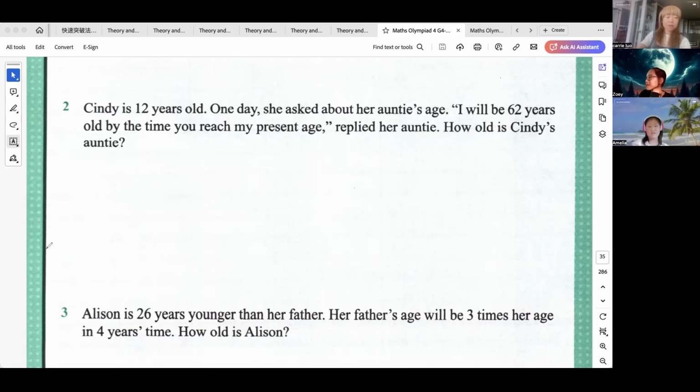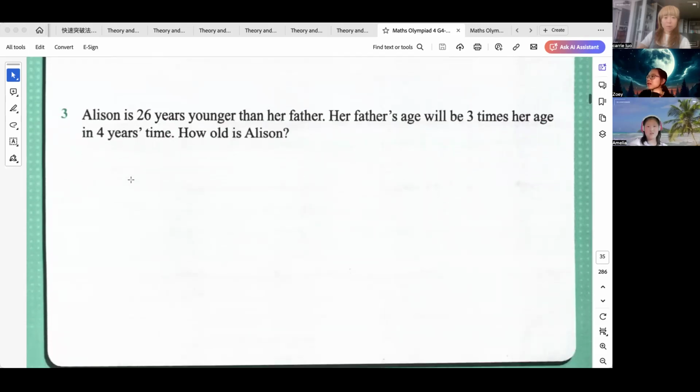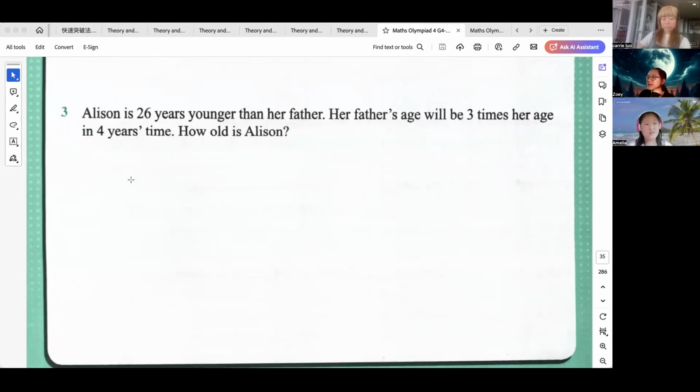Okay, so you get the right answer. But the calculation, look at the question, okay? Okay, number 3, Amelia, read the question, please. Allison is 26 years younger than her father. Her father's age will be 3 times her age in 4 years' time. How old is Allison? Okay, your time.